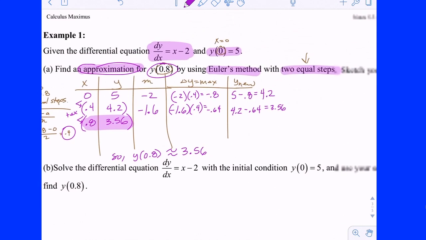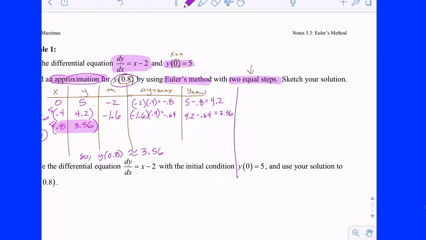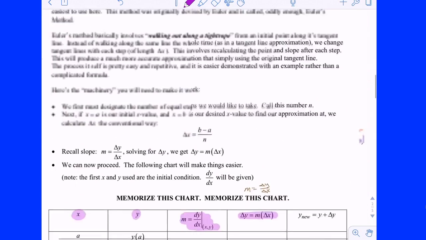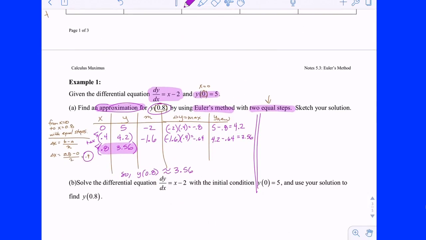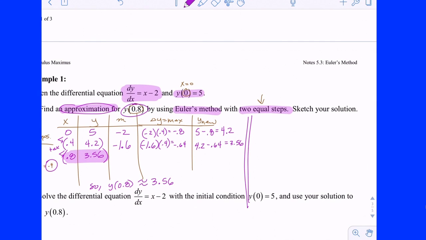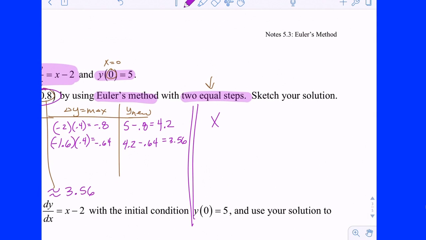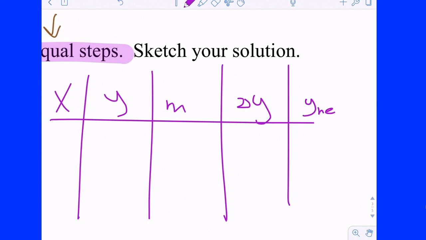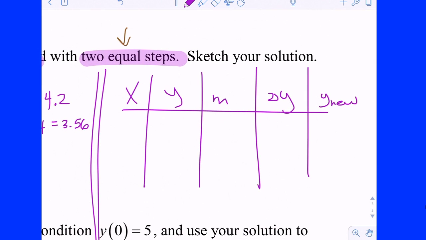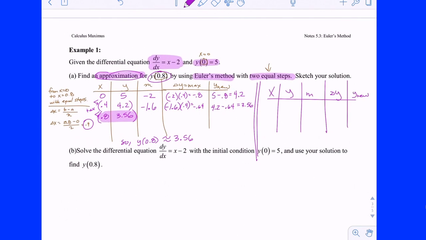Now, right here before lunch, before we go into part B, it is interesting to note, and this was brought up last period, what if we want to do a linearization? Linearization would be what I told you to start with, where we're taking the full step on one line. If you do Euler's method with one step, it becomes the same thing as writing the equation of the tangent line and plugging it into the new tangent line equation. Euler's method with one step is linearization. Let's see what that would look like.